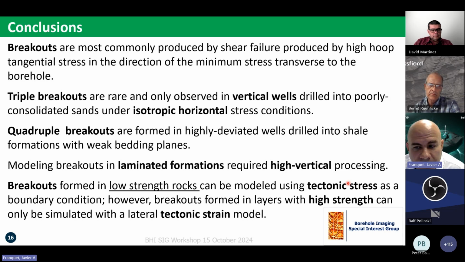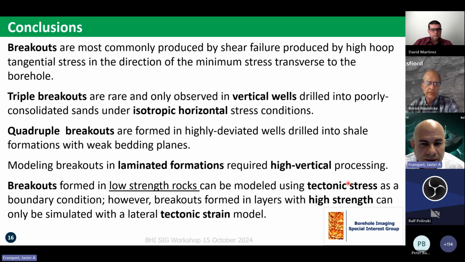And last but not least, breakouts that are created in low strength or low stiffness rock can be modeled by tectonic stress condition. We can add an additional tectonic stress just to match the minimum horizontal stress. But when the breakouts happen in the high stiffness layer, which I showed two examples of, we need to change the boundary condition. It has to do with the lateral tectonic strain. So now we need to put strain as the boundary condition. Then we have the Young's modulus multiplied by that, and therefore get the right stress profile across the formation.